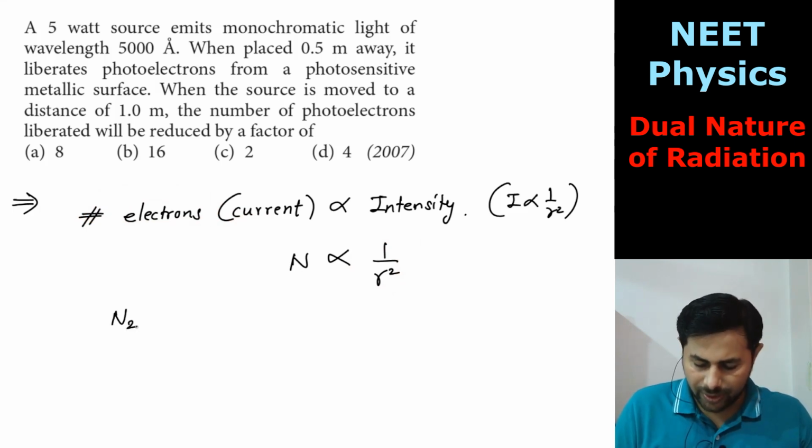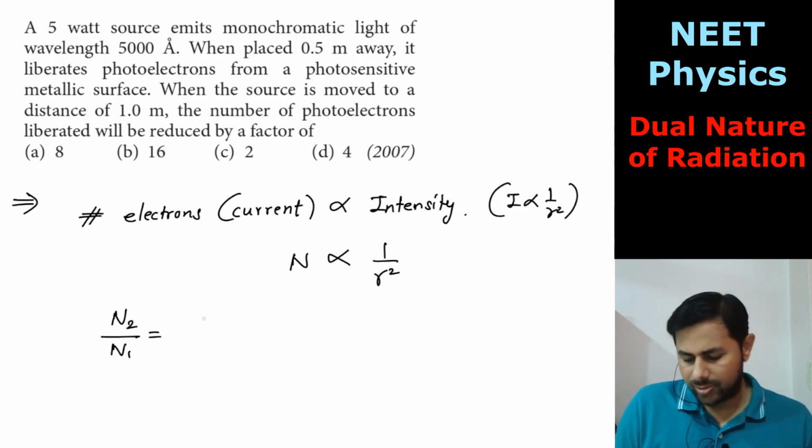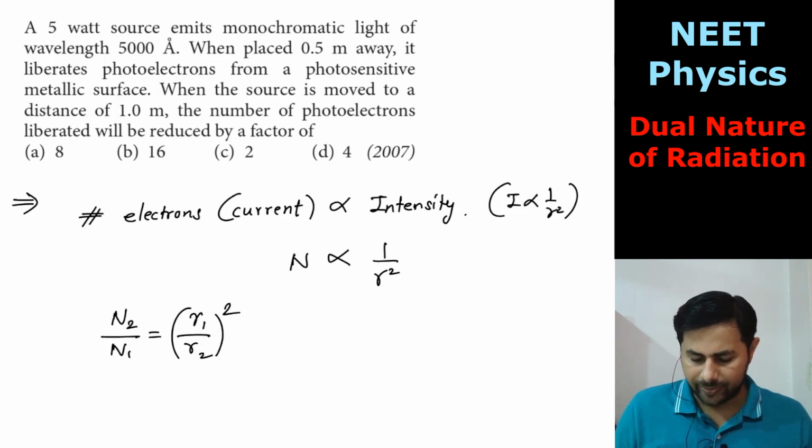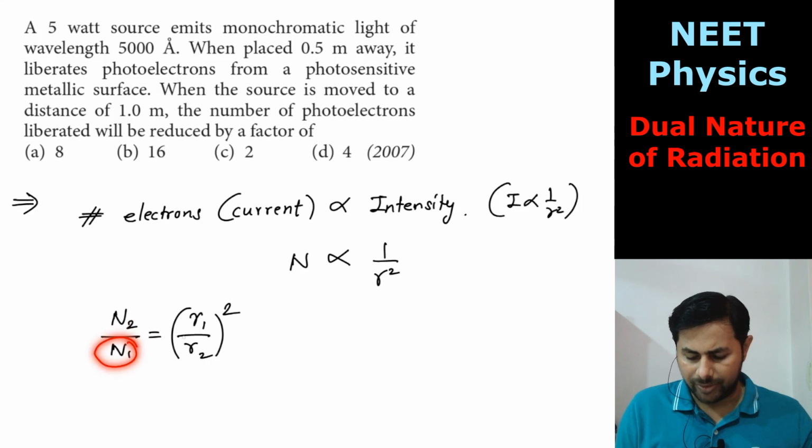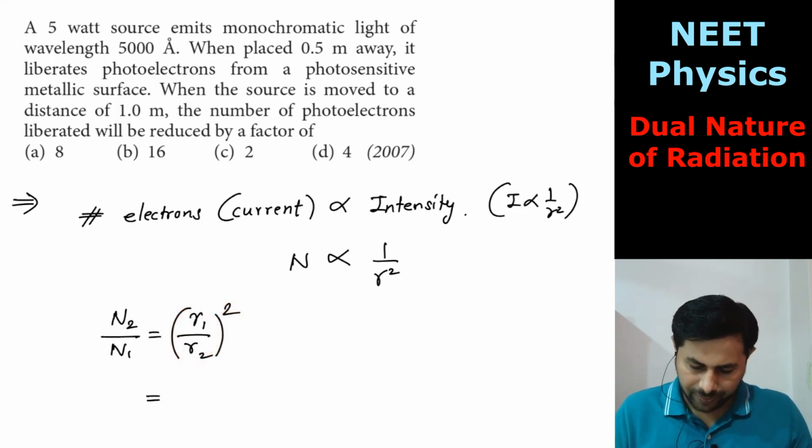So N2 is to N1 would be equal to what? D1 is to D2, or R1 is to R2 square. Inverse proportion, right? That's why for N2 and N1, N2 is in the numerator, N1 in the denominator. Here you will have R1 in the numerator, R2 in the denominator, and you have the square of that. Okay, so then you put the values.